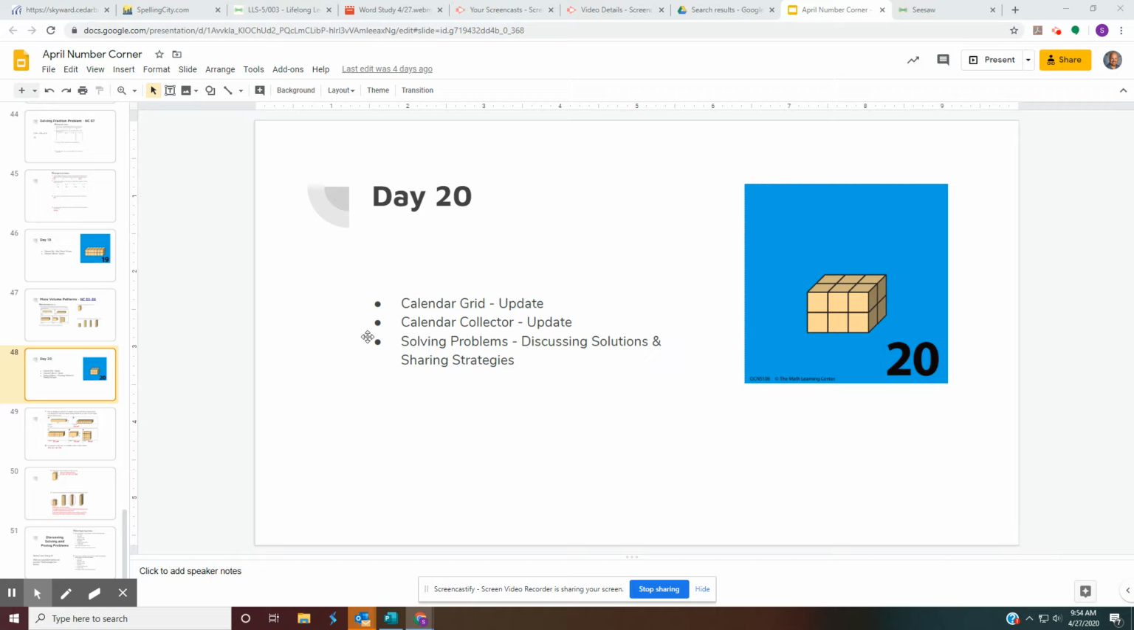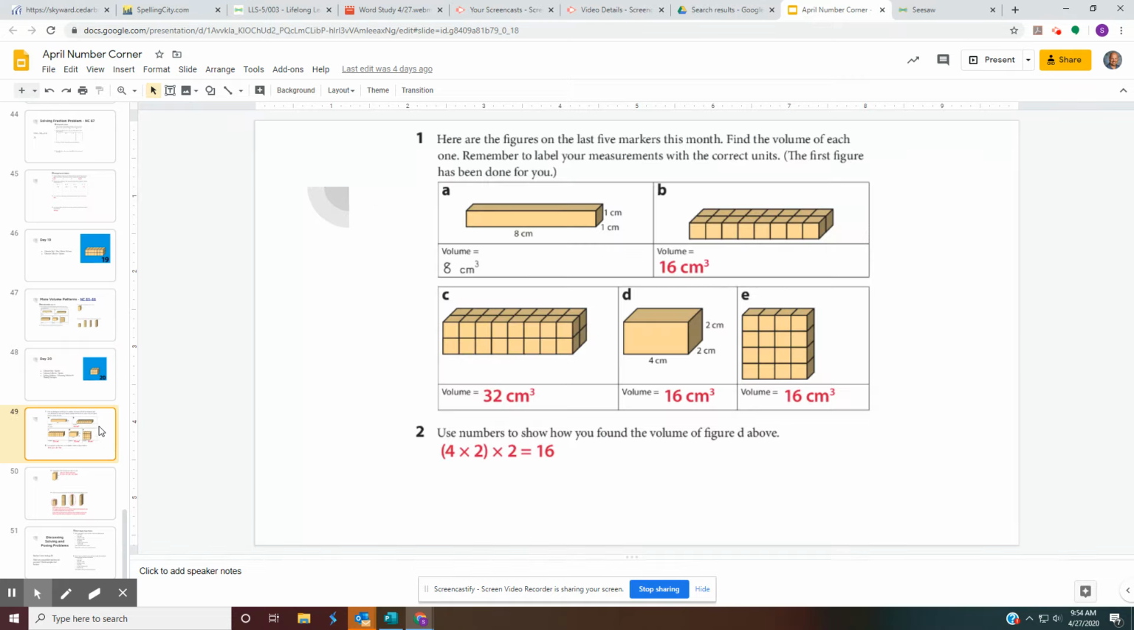Okay, before we get going, we are going to discuss day 16, those solutions and sharing strategies. I have one of my students who has submitted their page already on Seesaw, so we're going to go ahead and take a look at his strategies and what he did. But before we do that, open up your number corners to page 65 and 66, and go ahead and stop the video and correct your answers. Hopefully, you got all of these.